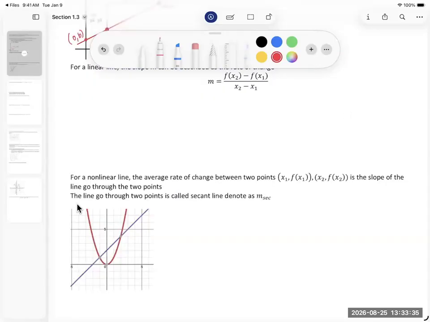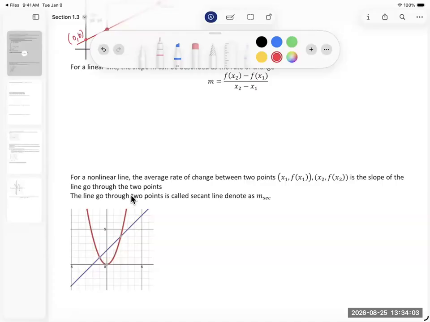How about for a nonlinear equation? The red curve right here is called nonlinear, which means it is not a straight line, it is a curve. So it is nonlinear. The average rate of change of a nonlinear curve between 2 points can be found by finding the slope of the straight line that goes through the 2 points.